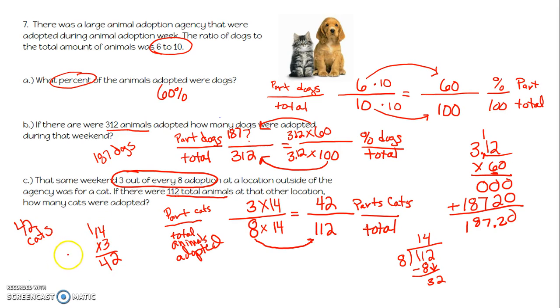Hopefully that helps you figure out this problem. Just so you know, in part B, we could have done 6 to 10 is how many out of 312, and you would have come up with the same answer either way. All right, hopefully that helps.